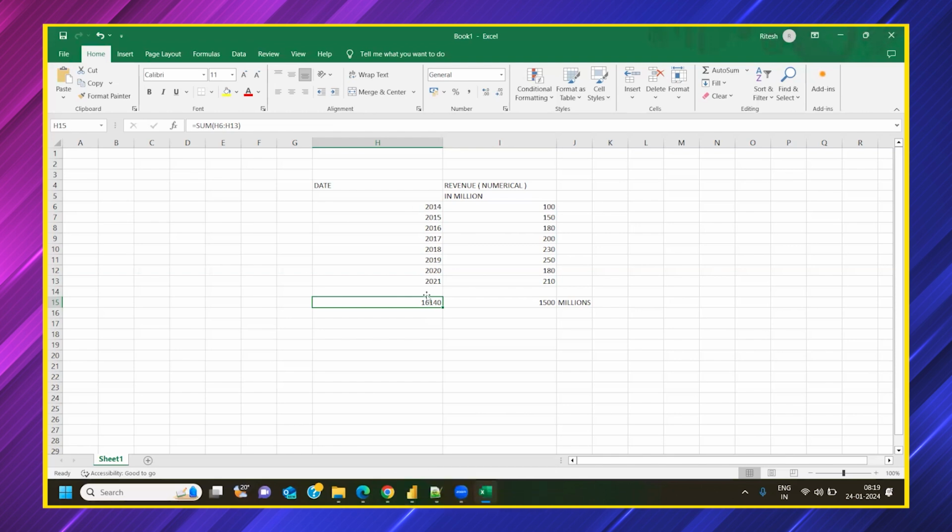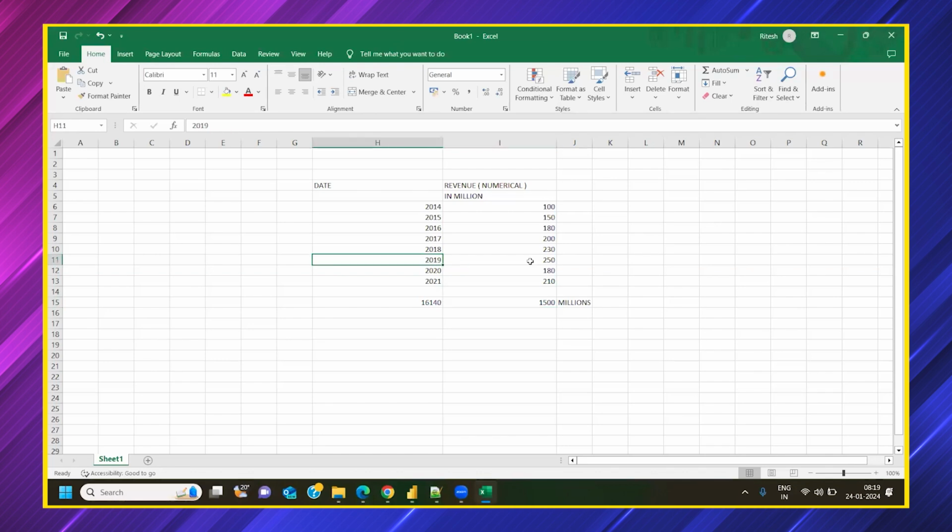Summing up individual years is not a common practice, nor is it useful. It is not answering any specific question or gaining any specific information. If you sum up the revenue in aggregate, 1500 millions have been generated in the last 6 or 7 years, starting from 2014 to 2021.